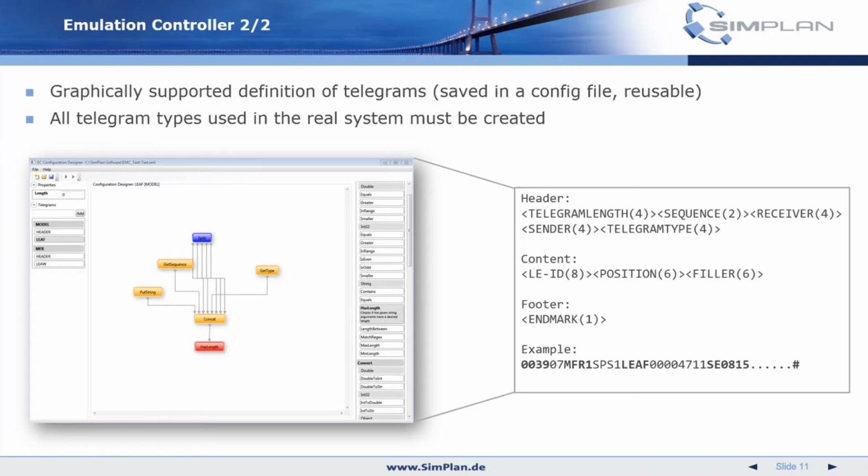During an emulation project like this, you need to define all telegrams that are used in the system, because for SAP, it's no different if it talks to the emulation controller or to the real PLCs. So in our emulation controller, we can do that graphically. It's a little bit like in quick script. For every single telegram, you need to define header information, length of header, content, footer. That's very, very efficient to do in our emulation controller environment.